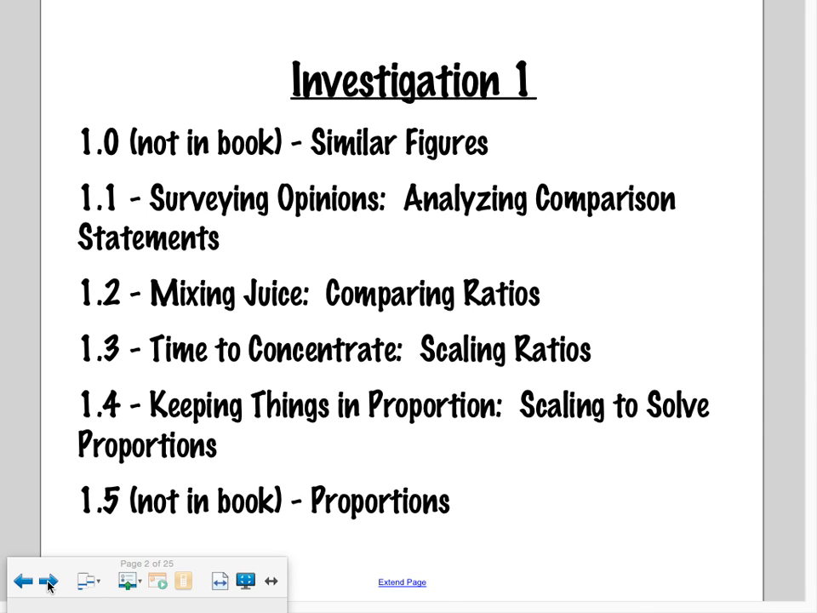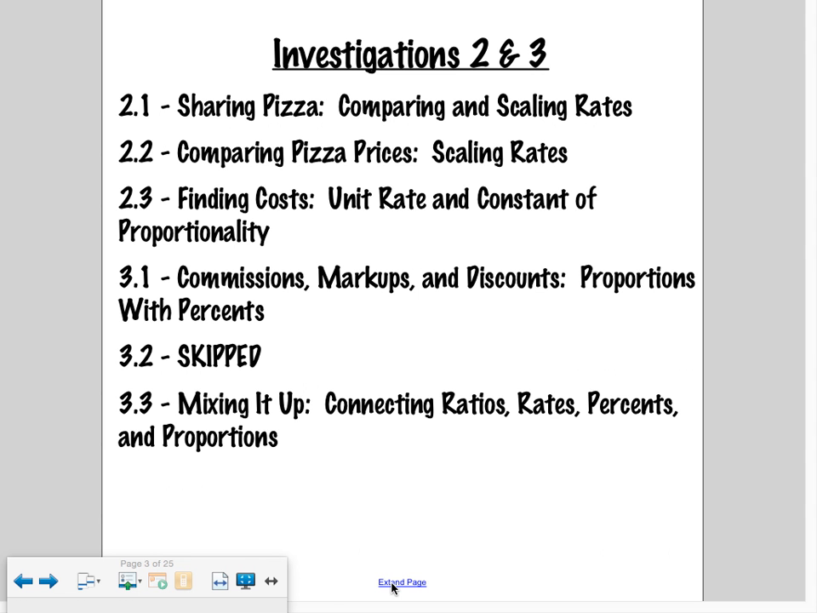Okay, so this is the list of what we covered from Investigation 1. I'm primarily going to focus on Investigations 2 and 3 in this video, but here are the topics we should make sure we know from Investigation 1. And then here is the list of topics that we covered in Investigations 2 and 3, or sections. Just to make a note, we did skip section 3.2, so you don't have to worry about that.